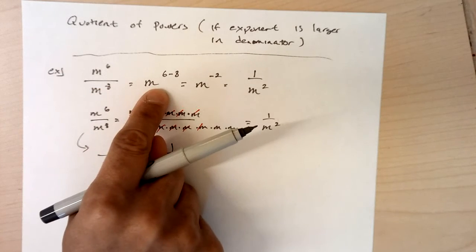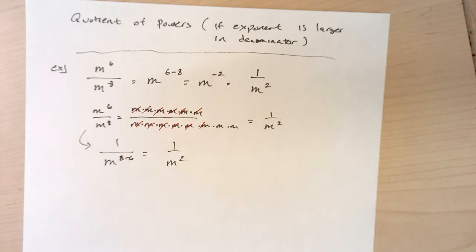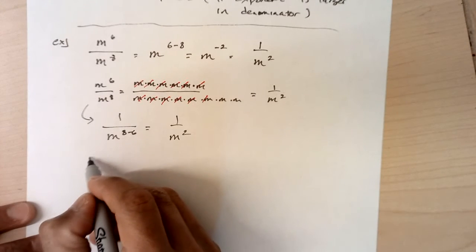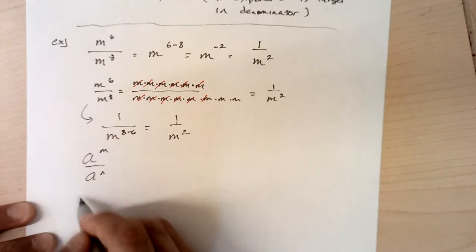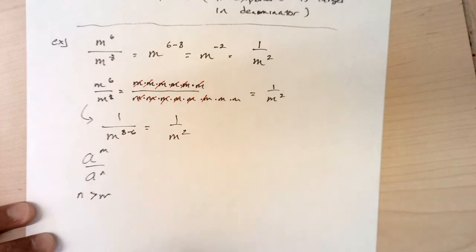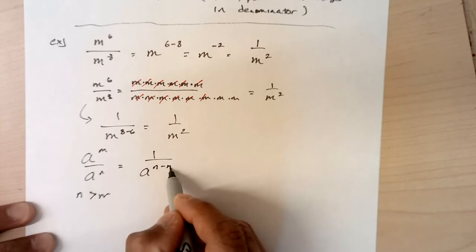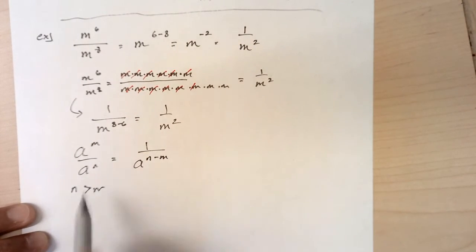First subtract the exponents, then make the exponent positive, or you could do it this way if you recognize that the variable is going to end up in the denominator. The base is going to end up in the denominator because the exponent was larger. So it could look like this. A to the m over a to the n, and if you know n is greater than m, like we have here, 8 is greater than 6, then it'll look like this, 1 over a to the n minus m. You would subtract the exponent of the numerator from the denominator.